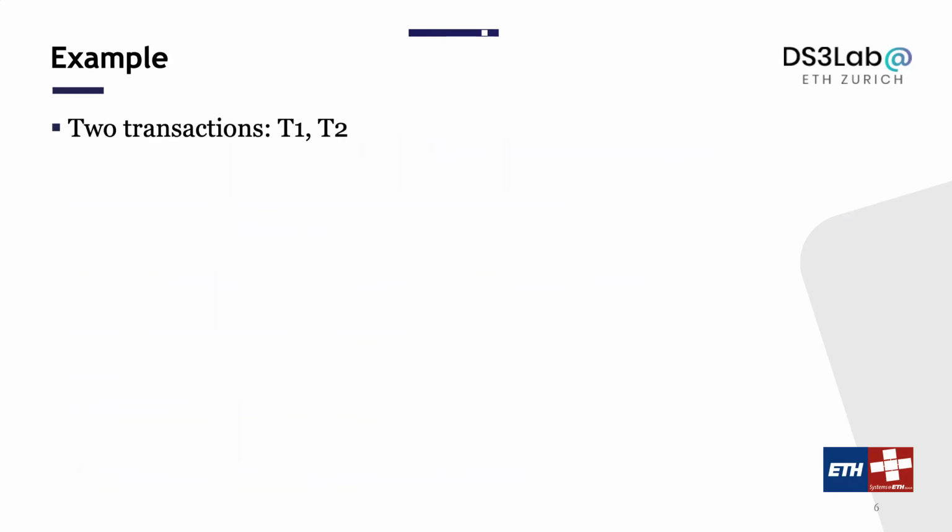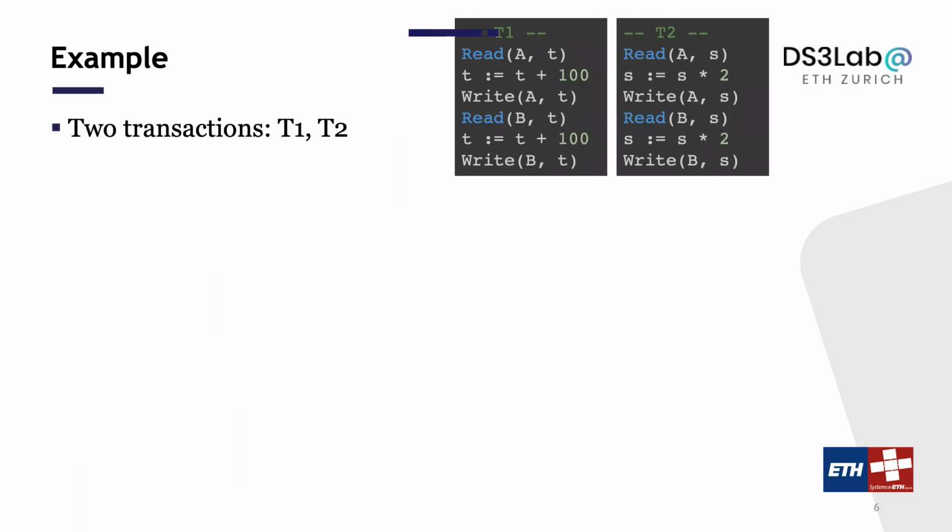So let's look at some examples. So assuming you have two transactions, T1 and T2, right? So here's a very simple example. T1 essentially reads the object A from the database into a variable called T, increases the value of T by 100, writes it back, reads another object B into T, increases the value of T, writes it back. It's very simple. On the other hand, T2 is doing something very similar. It reads A, multiplies the value by 2, writes it back, reads B, multiplies the value by 2, writes it back.